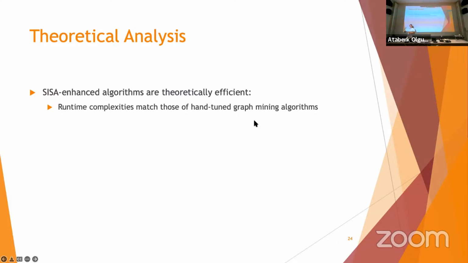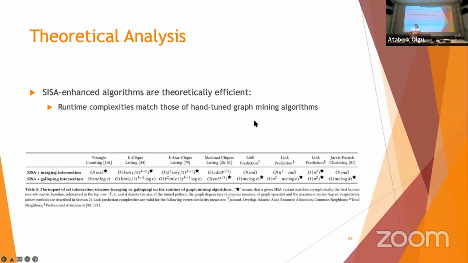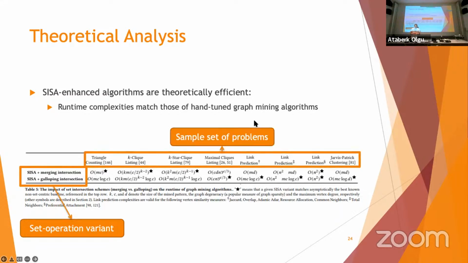Let us remember that SISA demanded that we should not introduce too much overhead, which means the algorithms should be asymptotically optimal compared to hand-tuned graph mining algorithms. And as this table shows, this is the case. Here we've got the different SISA operation variants for intersection. We've got some sample problems, and we see, marked by the star, that for each problem, there's one operation variant that actually achieves optimal asymptotic complexity compared to the hand-tuned algorithms.